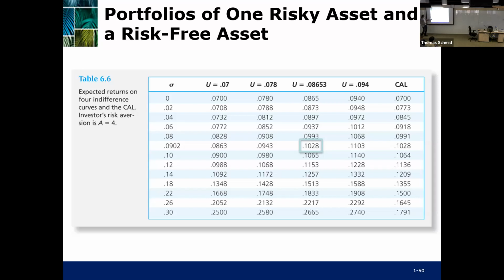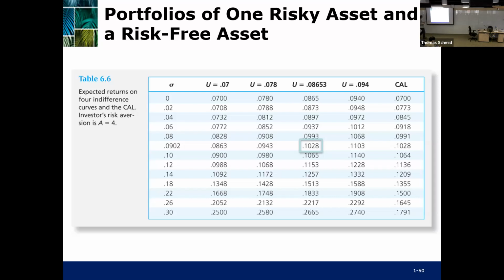What you can see is that of course this highest utility would be most preferred, but the expected return for every given level of risk is always higher than what we have on the capital allocation line. So we will not be able to realize any of these points, because we would always require a higher expected return than is possible in our world.